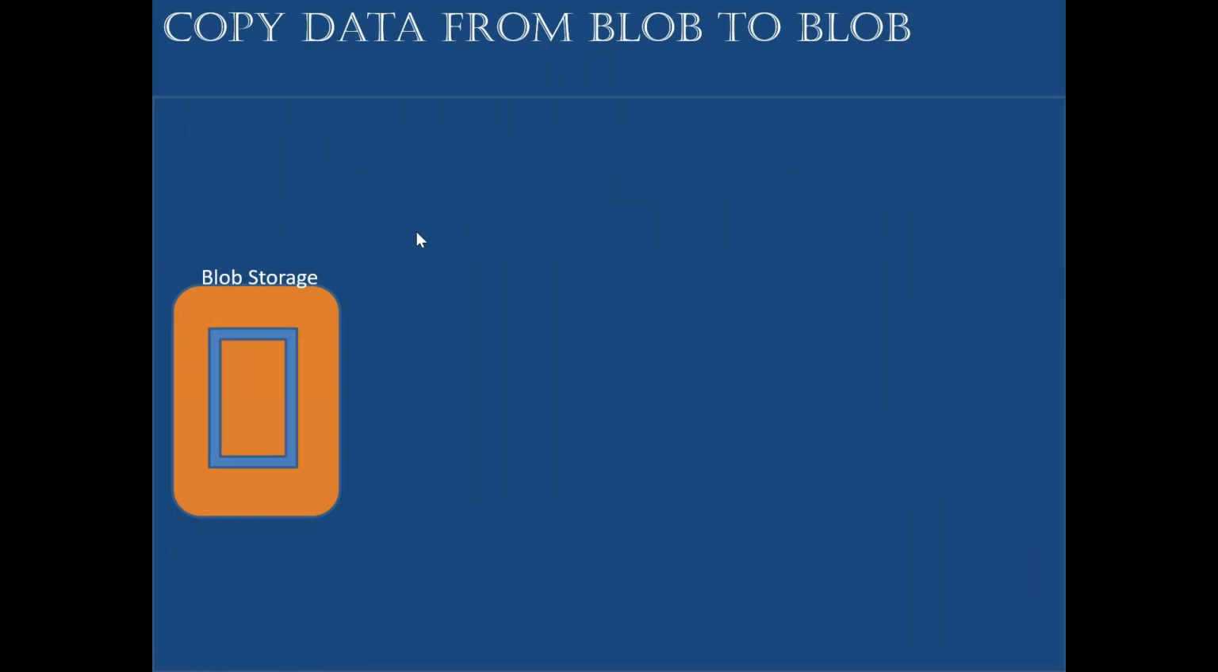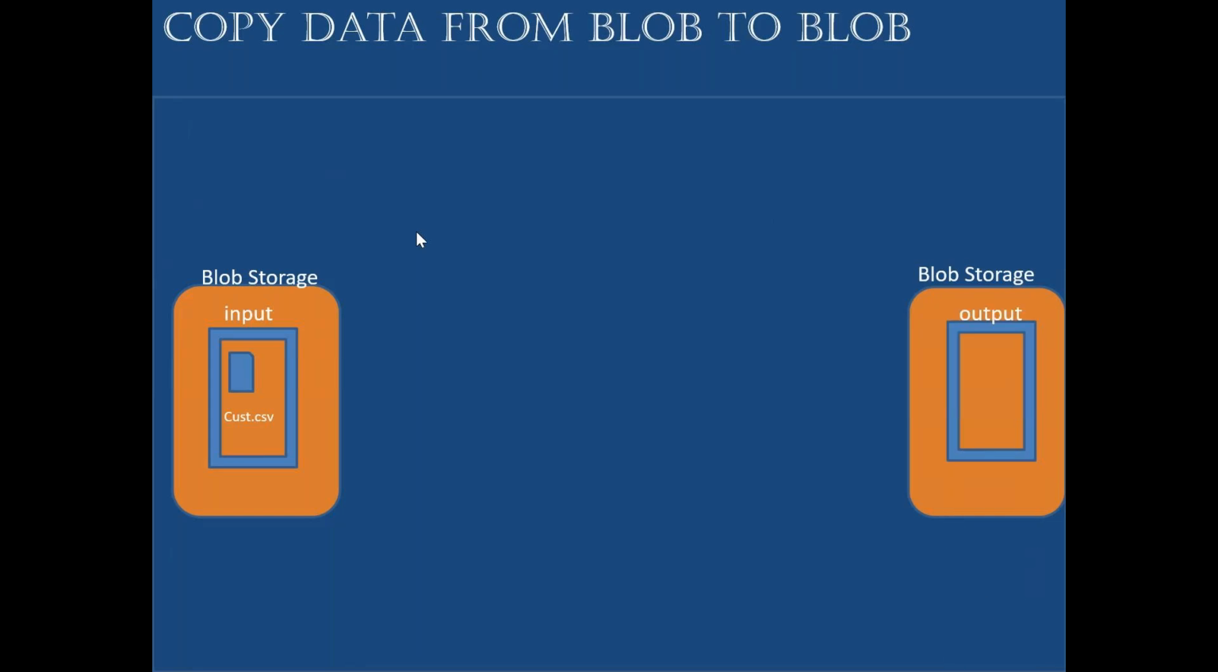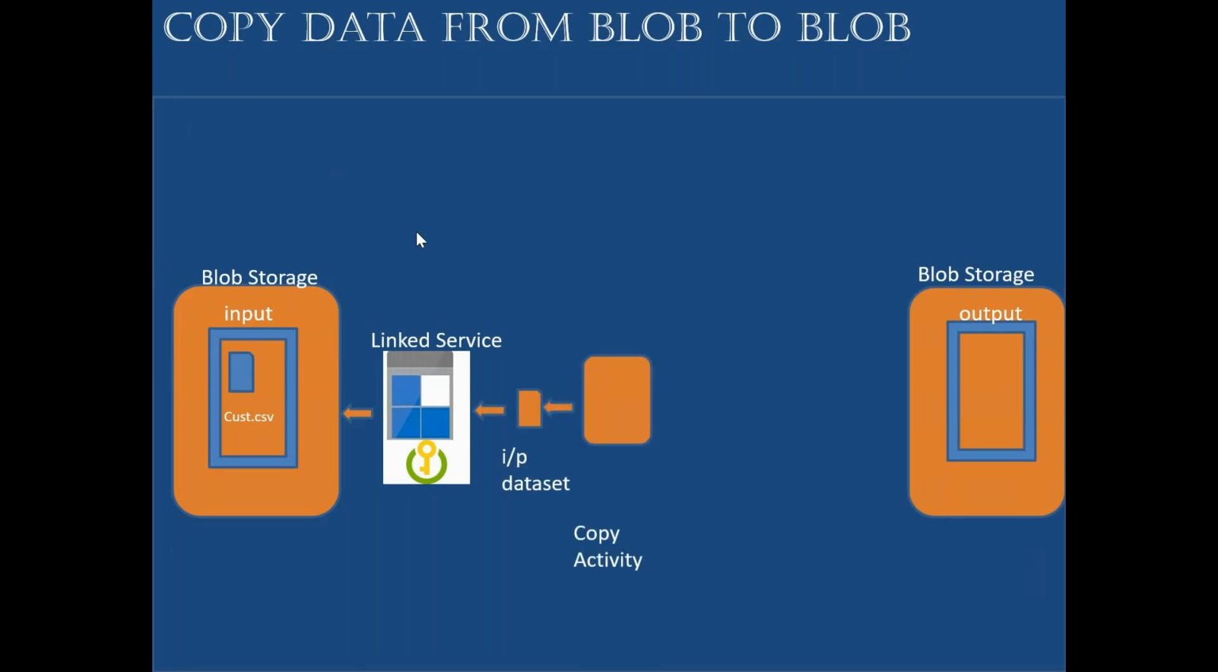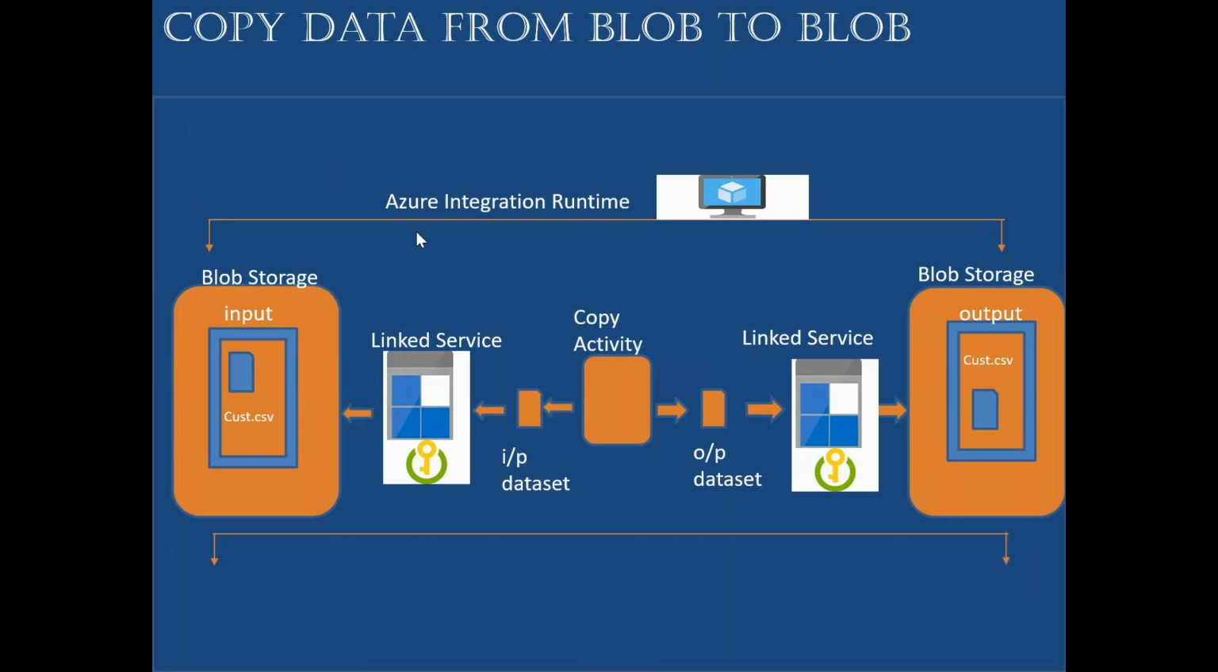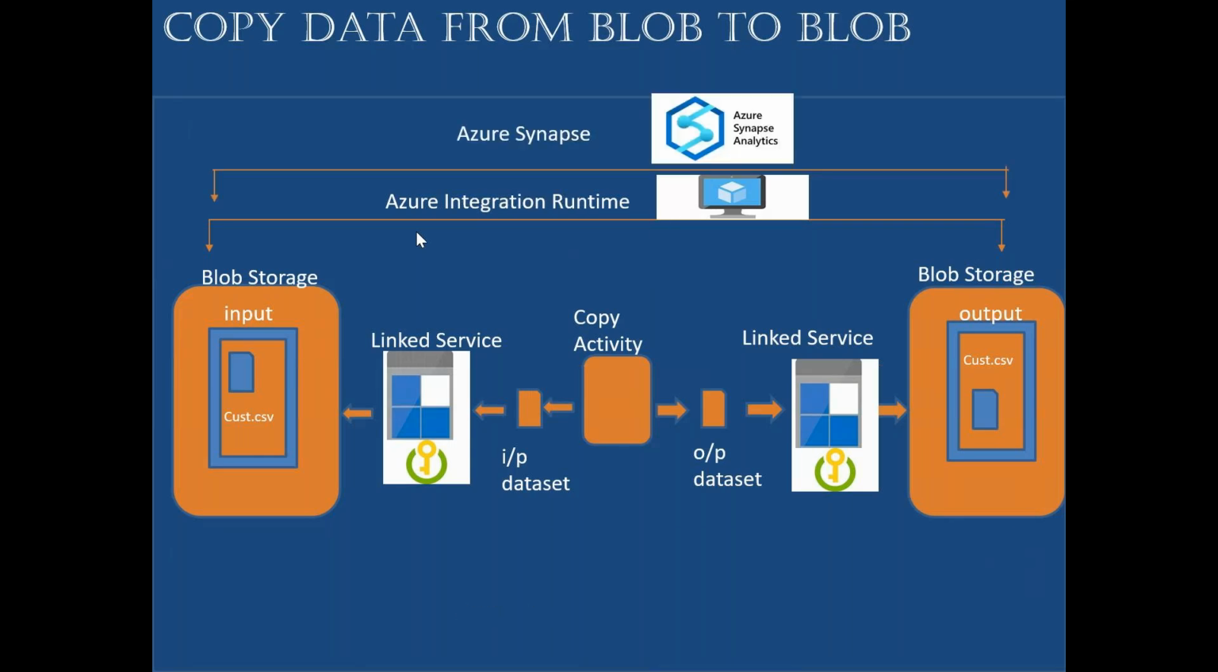So let's say I'm copying data from blob storage, I have an input folder with some files. I have a target output folder in blob. How many linked services do we need? One linked service, one dataset, copy activity, output dataset, and linked service, and we can copy. So who is going to copy actually? Integration runtime. But who is managing this? Azure Synapse is managing here because we are discussing Azure Synapse now.